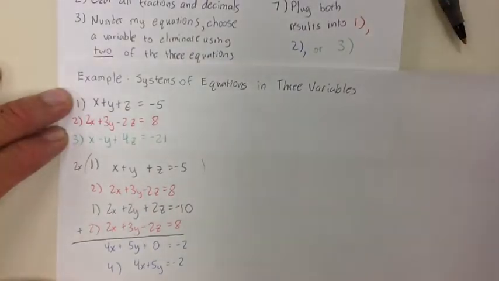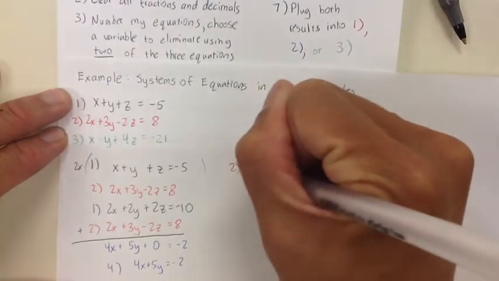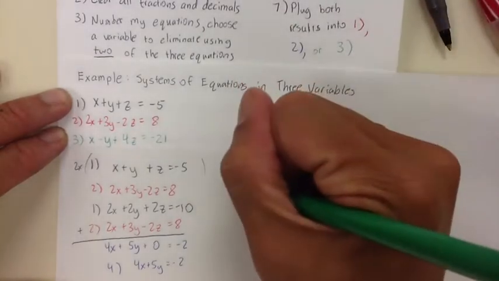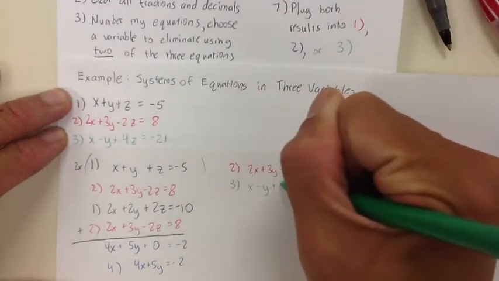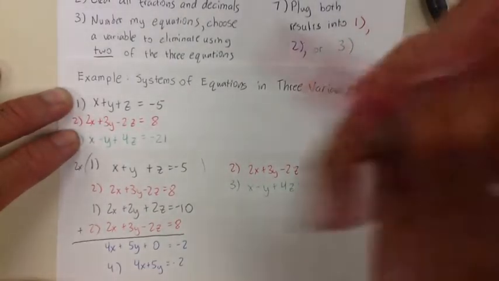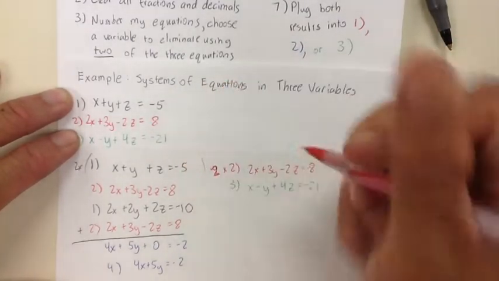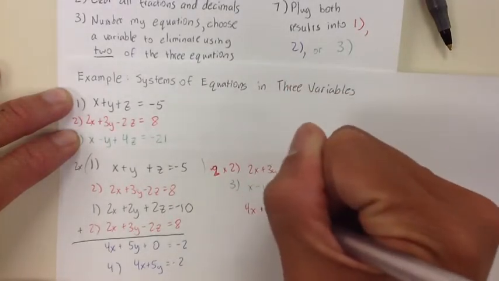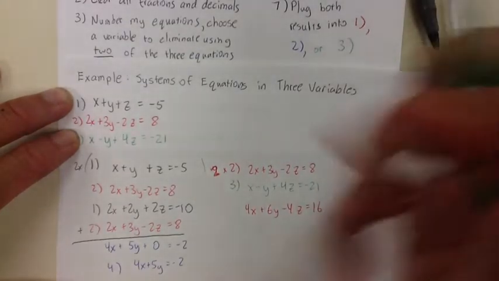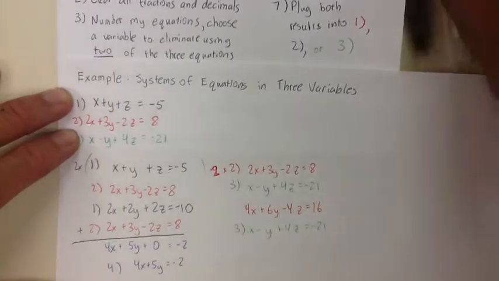And I'm going to choose equations 2 and 3 this time. So 2x plus 3y minus 2z equals 8. And x minus y plus 4z equals negative 21. To eliminate my z's, I need to multiply this one by 2 to get 4x plus 6y minus 4z equals 16. And my third equation is going to stay the same. x minus y plus 4z equals negative 21.